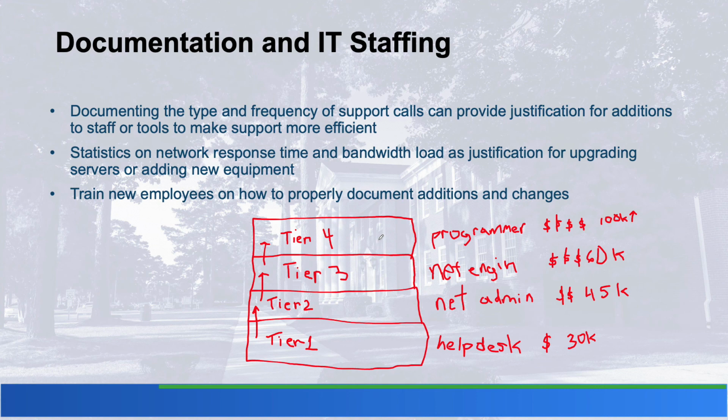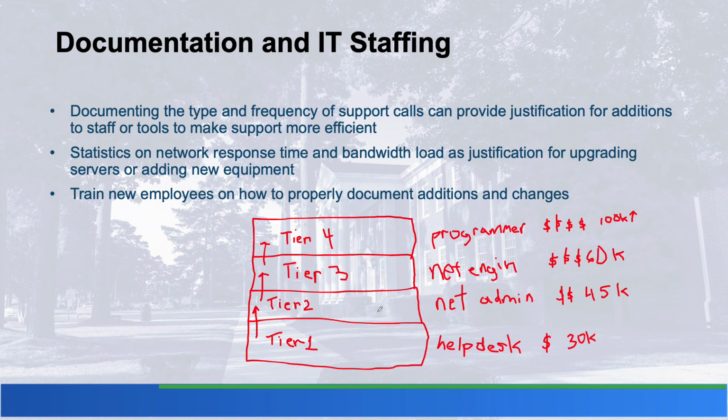So back to documentation. When a help desk call comes in, we're going to turn in these trouble tickets. These trouble tickets are going to get escalated through the IT department. And if I document how many trouble tickets I have and the types of trouble tickets, it justifies hiring more people. If this tier 2 person is getting hundreds of requests per week, then you can say we need to hire another network administrator. Look, we have actual tangible evidence that he's overworked.